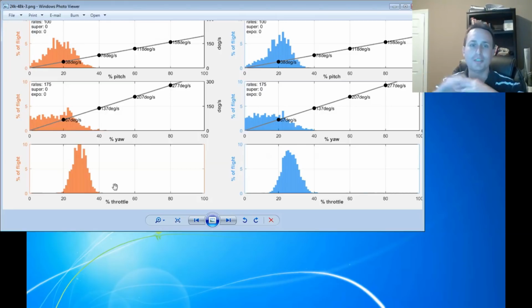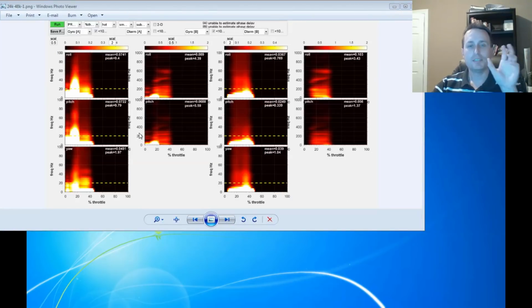That's anecdotal, I don't have any backup, but I just saw that was something interesting there. So I didn't notice it on the sticks or anything, but I thought that was an interesting point. This is some spectrum plots on the two. So 24 kilohertz on this side, 48 kilohertz over here.